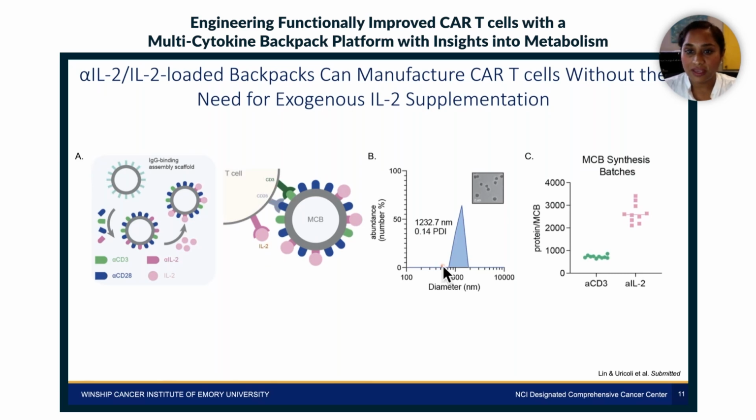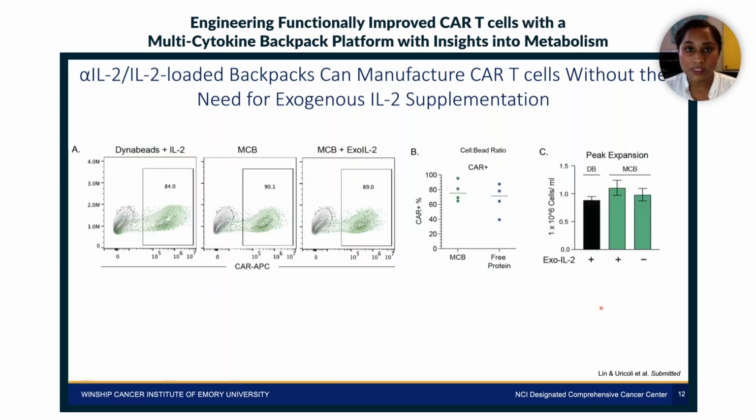The particles could be manufactured in a consistent way, in which we saw similar sizes of particles and protein coding from batch to batch. Furthermore, once we used these particles to manufacture CAR T cells, we saw that we could circumvent the need for using exogenous IL-2. If we use the traditional method of Dynabeads plus IL-2, we get good CAR expression on T cells, but we could also get equivalent expression using this cytokine backpack approach.